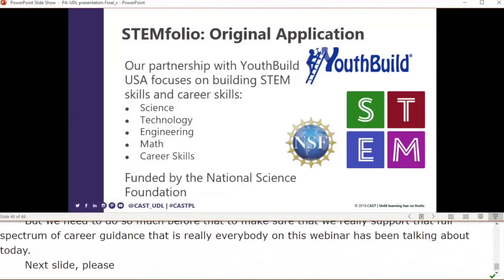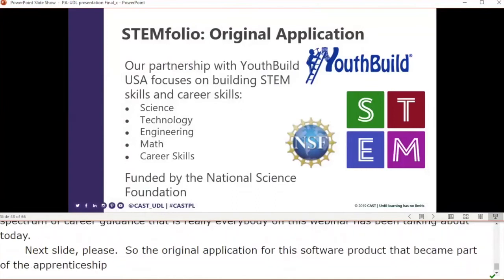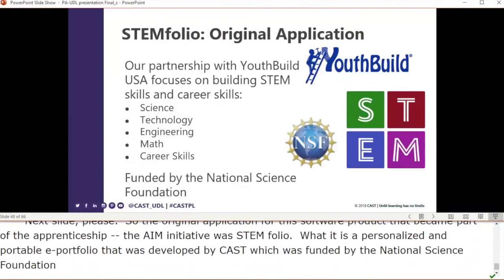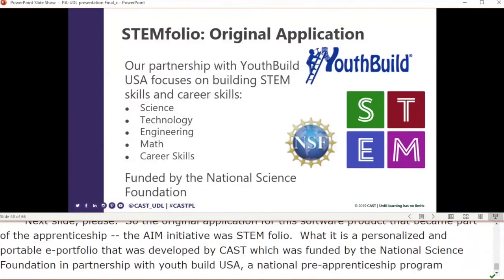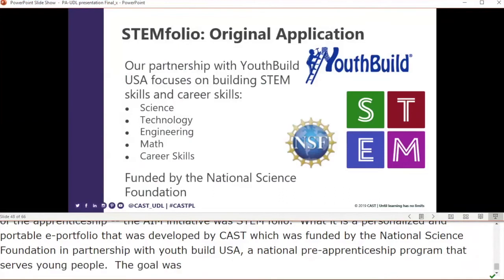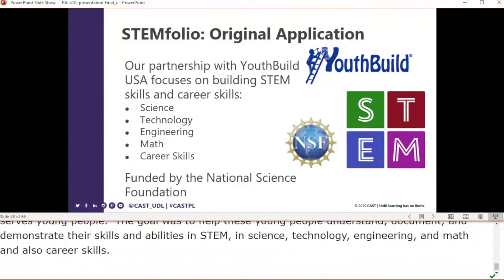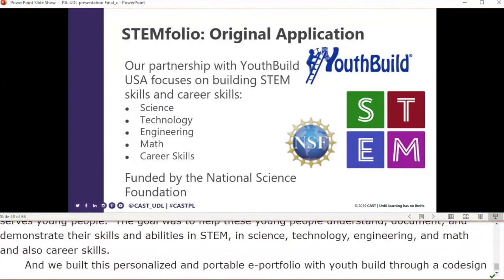So the original application for this software product that became part of the apprenticeship AIM initiative was STEMfolio. It's a personalized and portable e-portfolio that was developed by CAST with funding from the National Science Foundation in partnership with YouthBuild USA, a national pre-apprenticeship program that serves out-of-school young people. And the goal was to help these young people understand, document, and demonstrate their skills and abilities in STEM, in science, technology, engineering, math, and also career skills. We built this personalized and portable e-portfolio with YouthBuild through a co-design process and are now testing it in YouthBuild sites across the country. So next slide.